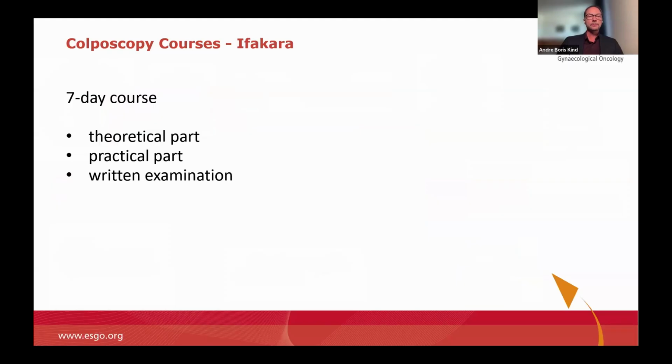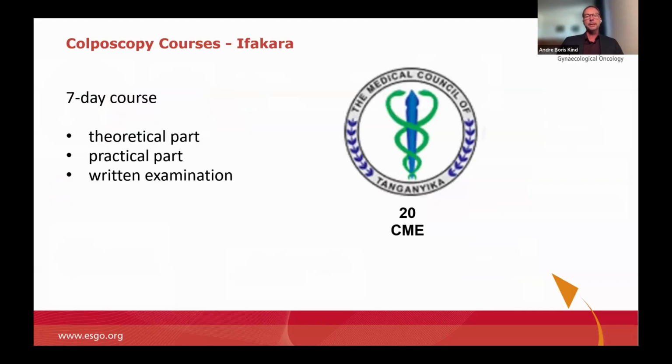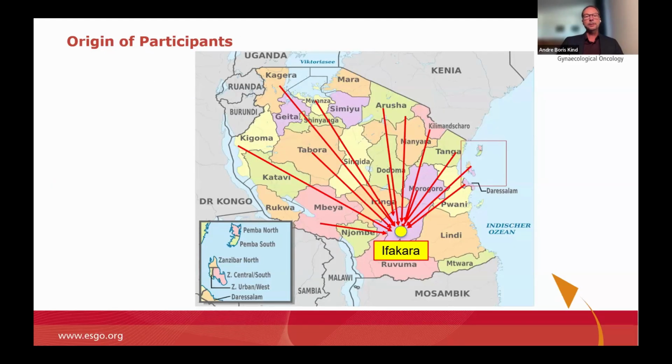It's a 7-day course. There's a theoretical part, a practical part, and at the end, a written examination. This course is accredited by the Medical Council of Tanganyika, which is the regulatory authority in Tanzania for medical education and training, and awarded with the maximum possible CME points. As this course is accredited, participants have to pay for it. It's the only accredited colposcopy course in Tanzania. So the participants are coming from all over Tanzania, and some of them are traveling 2 days to come down to Ifakara to participate in our course.